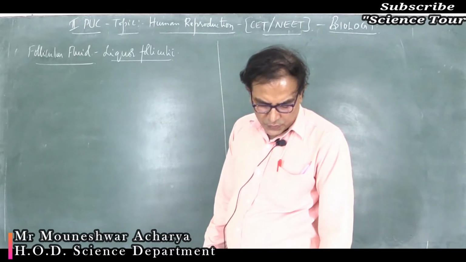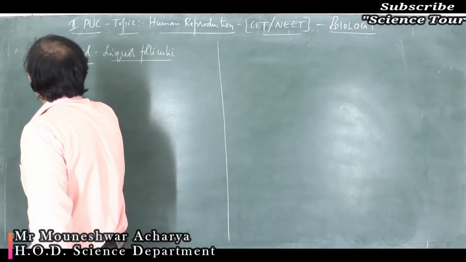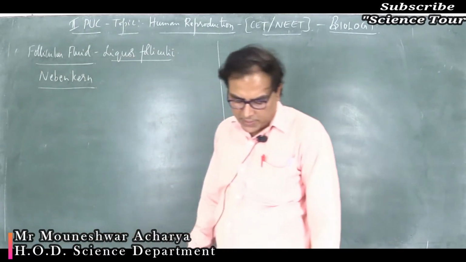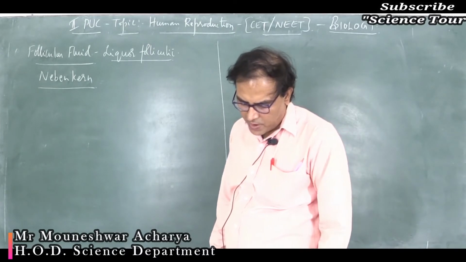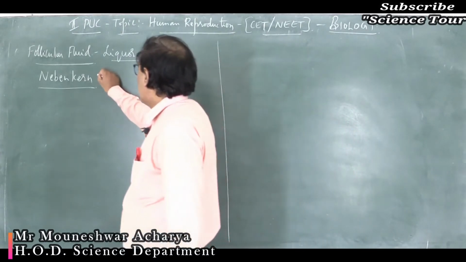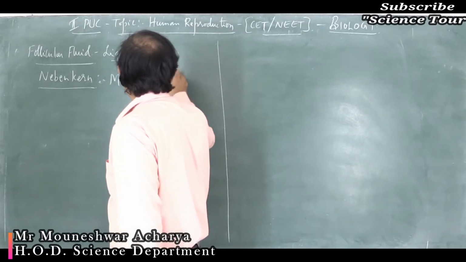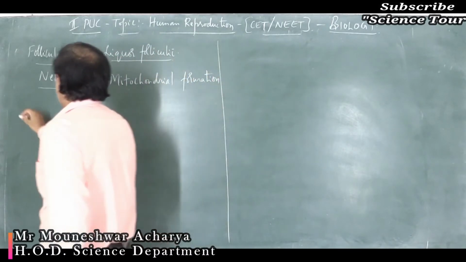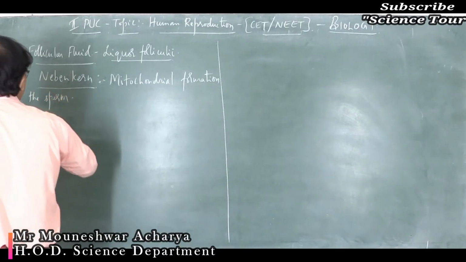Now see option 4, Nebenkern. What is Nebenkern? It is a remarkable mitochondrial formation in the sperm. It is called the Nebenkern.